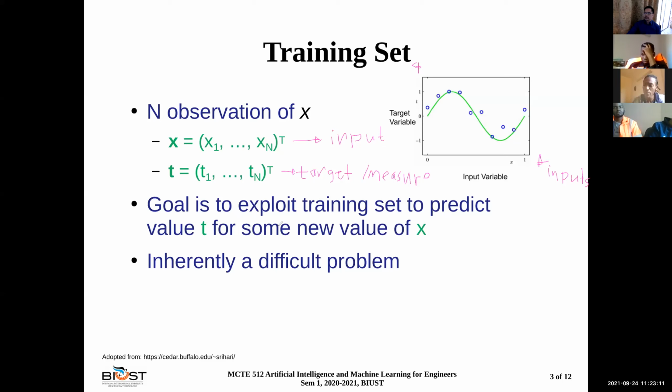Now the goal is to exploit the training set to predict the value of T for some new value of X. That's what I mentioned already. The keyword here is to predict the value of T, because it is the T value that we want to know, for some new value of X. Why is it called a new value of X? Because these are values of the input X that were not there in the data. So we were saying a training set.